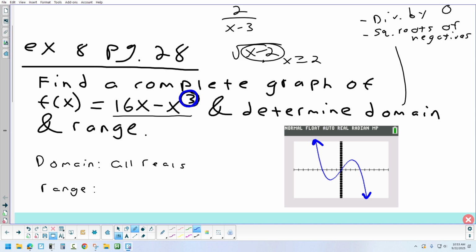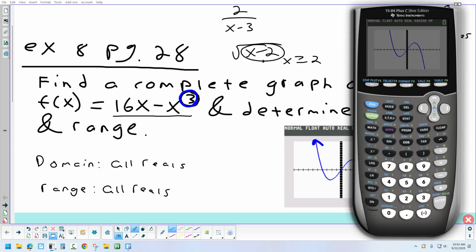It turns twice. Okay, so looking at that graph, the range is how high and low it goes. What do you think the range is going to be in this one? It's also all reals. Not only does it go left and right forever, it also goes up and down forever. So the easiest way to get the range is to graph it. They did ask for a complete graph. I didn't do that. So complete graph, you want to write these numbers down.